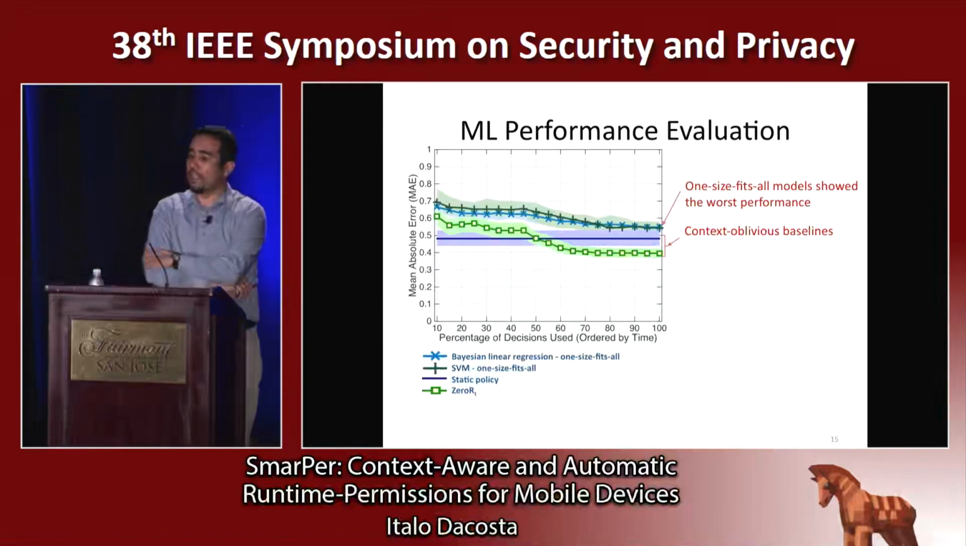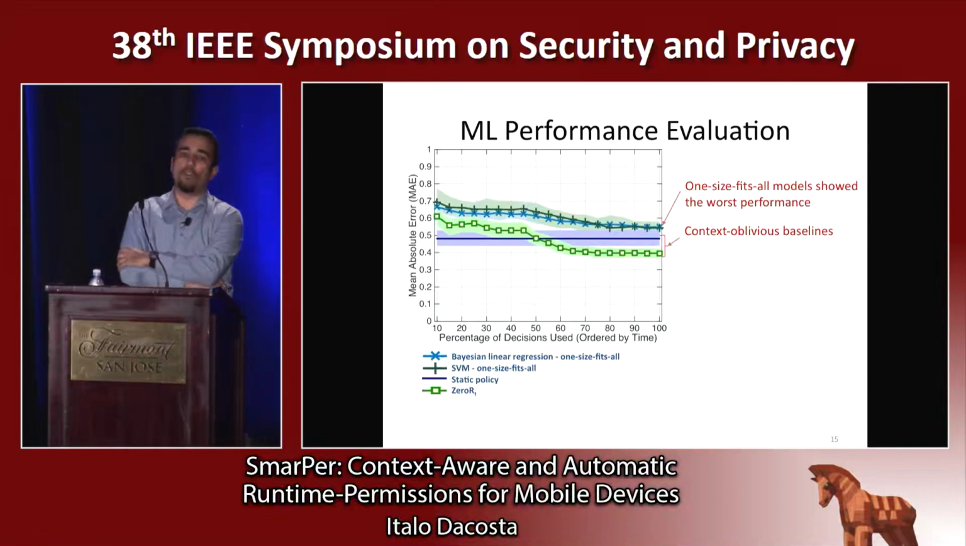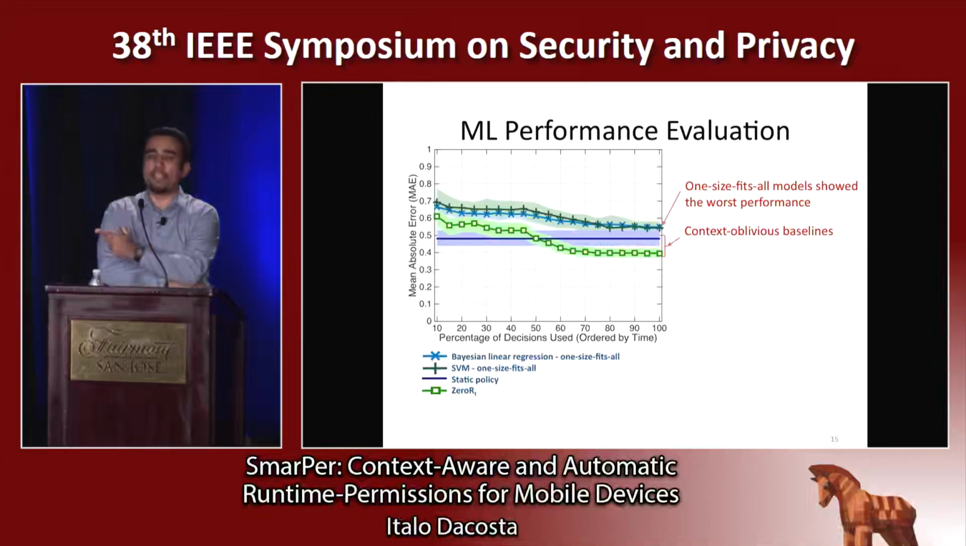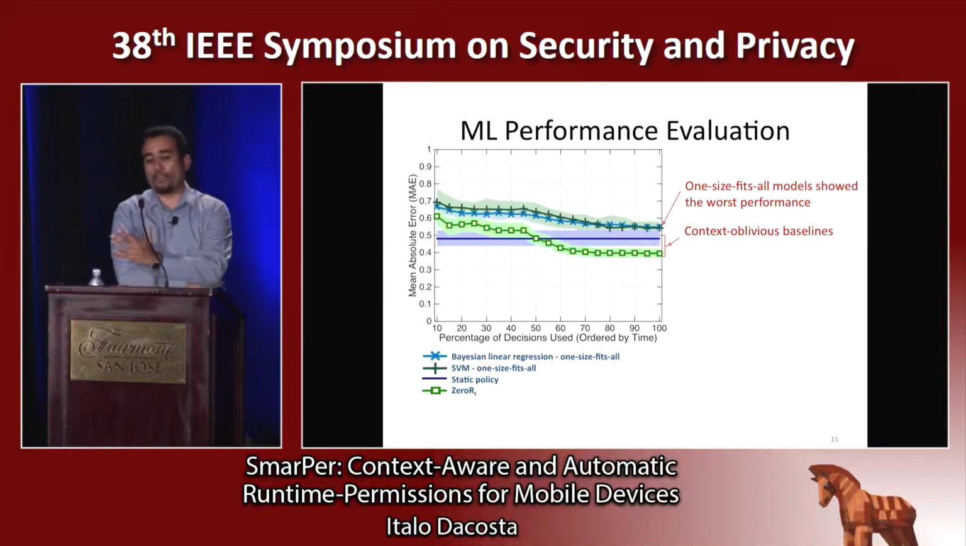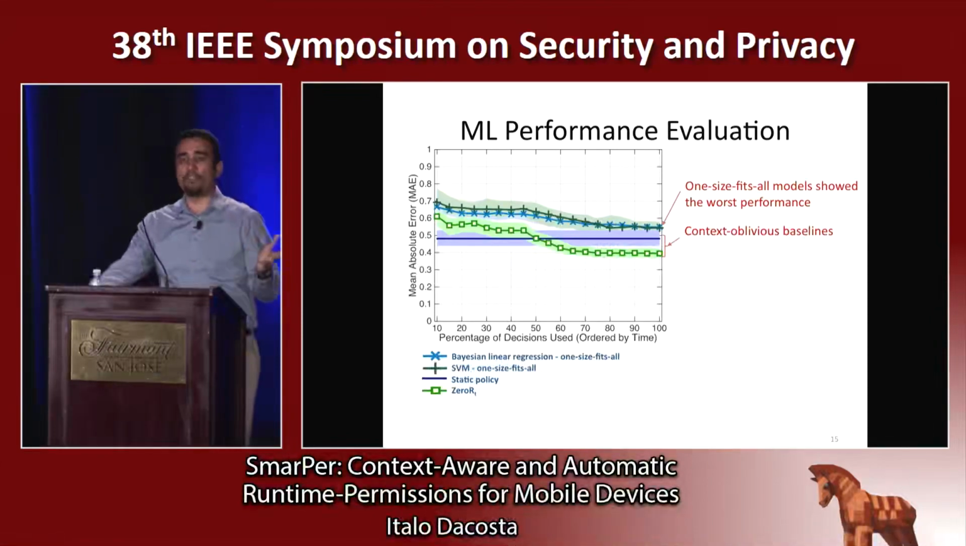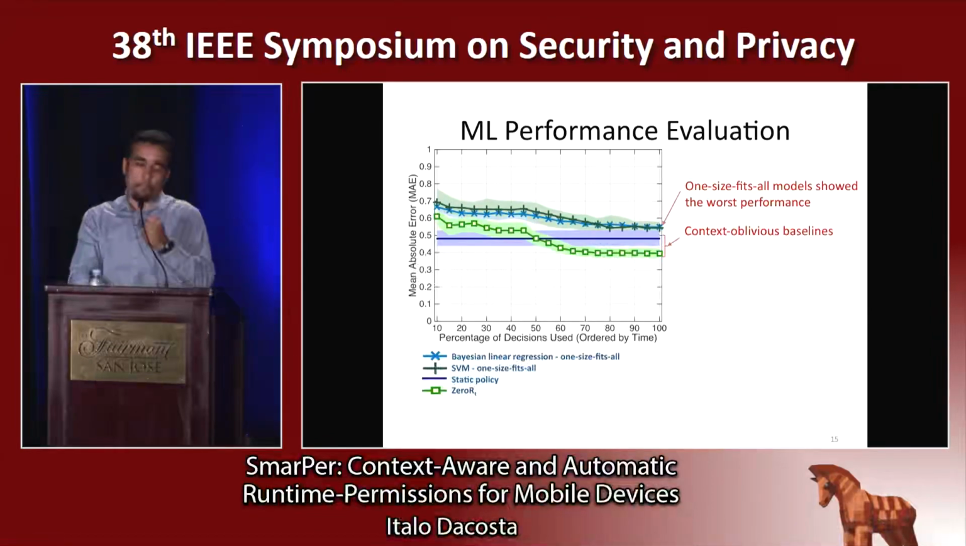Now, we can see the performance of models using the one-size-fits-all approach, that is, training with data from all the users. And we can see that their performance is worse than our baselines. And the reason for this is that the behavior of the users is so different that, at least with the models we used, it was difficult to capture accurately with a single model that predicts for all the users.